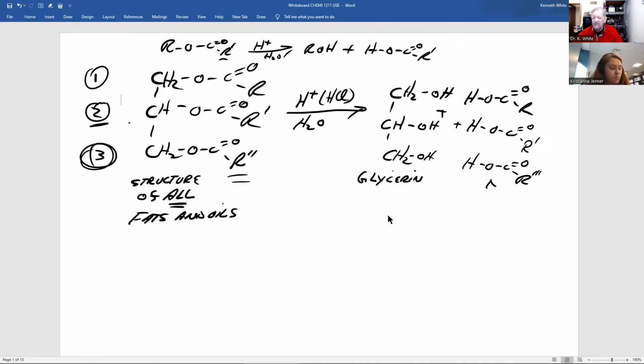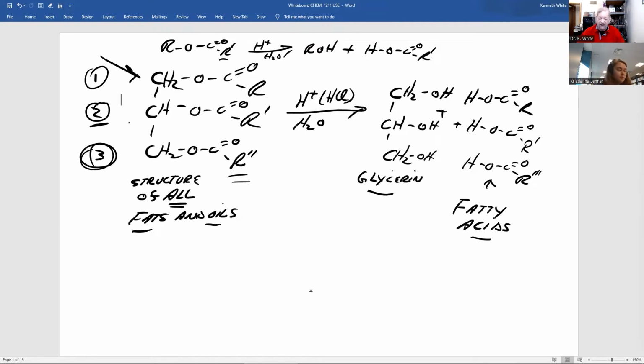And these carboxylic acids, because organic chemists are lazy, instead of saying fatty carboxylic acids, we just call them fatty acids. Now, I'll talk later that this reaction goes on in your stomach. And your body, when it breaks down fats and oils, makes glycerin and fatty acids.